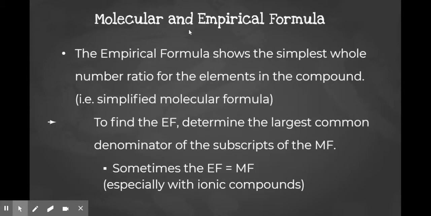Now, the empirical formula is a little bit different. It's basically simplifying. So you take that molecular formula and you simplify it to its simplest whole number ratio. In order to find that, we basically find the largest common denominator of all those subscripts and then reduce. So it's just like reducing fractions, except this time we're reducing formulas. Sometimes they'll equal each other, the empirical formula and the molecular formula.